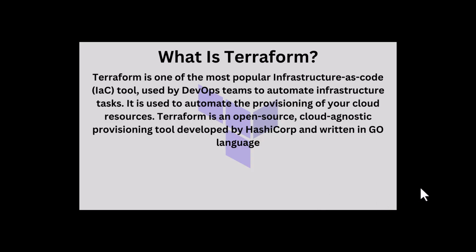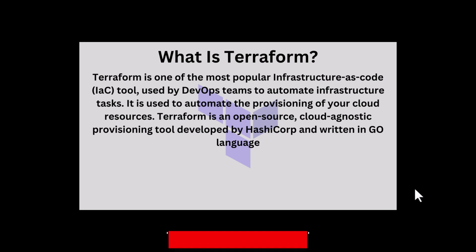Hello everybody. In this tutorial, we will create our first EC2 instance using Terraform. So first we need to understand what is Terraform. Basically, Terraform is one of the most popular infrastructure as code tools used by DevOps teams to automate infrastructure tasks. It is used to automate the provisioning of your cloud resources. Terraform is an open source, cloud agnostic provisioning tool developed by HashiCorp, and it's written in Go language.